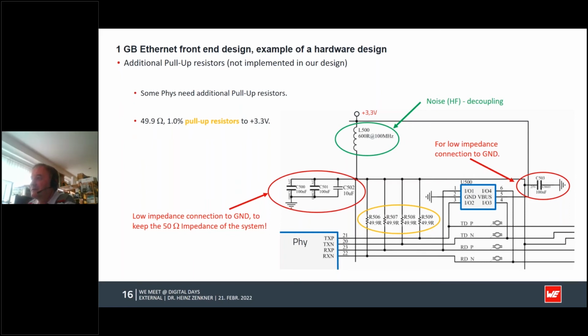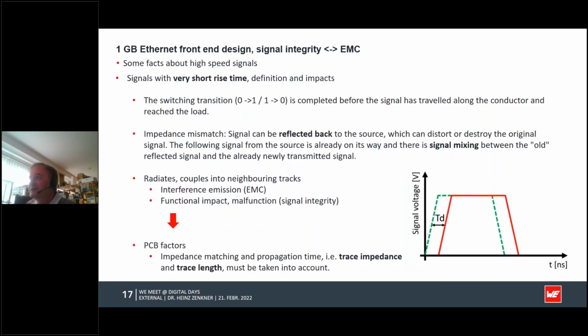So we need to have here the 50 ohms connected to the reference ground here of the PHY. Otherwise, the whole thing doesn't work. This is just to mention it here. And this means if we talk about matching, that must have a reason. The reason is the very short rise time of the signals, the quite high data rate we have here.